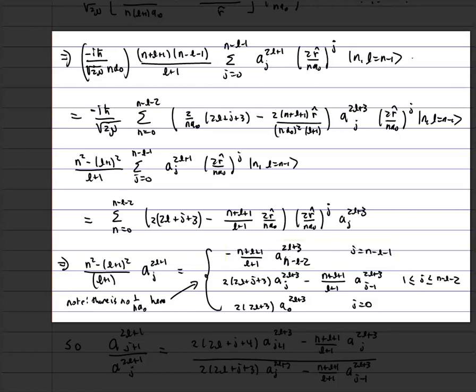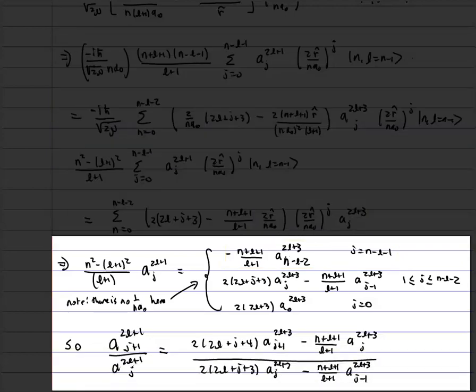And what we're going to do is look at the ratio of successive coefficients of the polynomials. So we're going to look at the ratio of a 2l plus 1 j plus 1 divided by a 2l plus 1 j, and we're going to just plug in our formula, for the general case. We're going to divide that general case by a 2l plus 3 sub j. We're going to divide numerator and denominator by that.